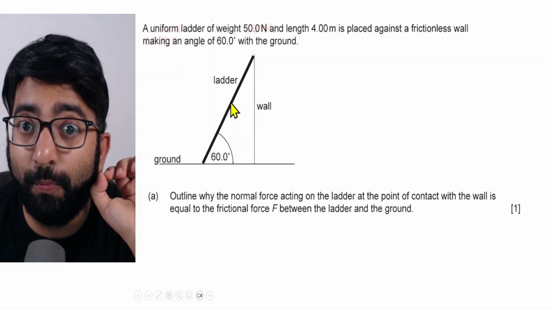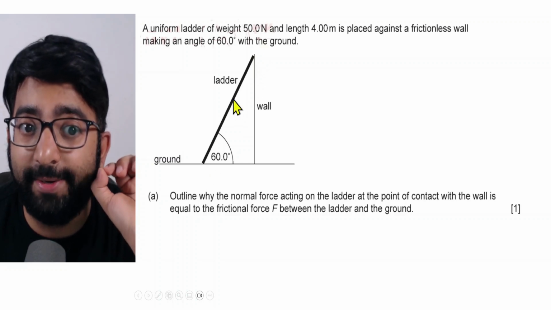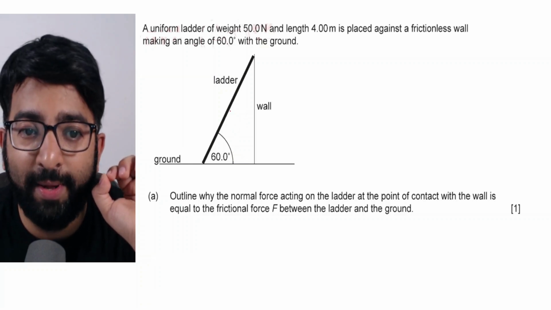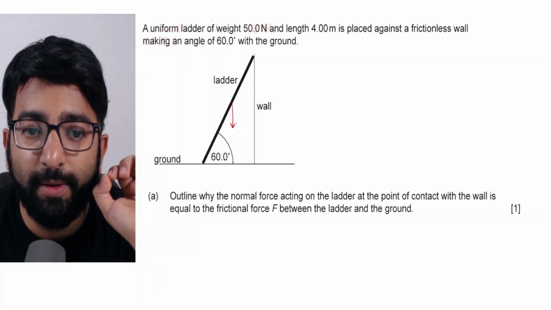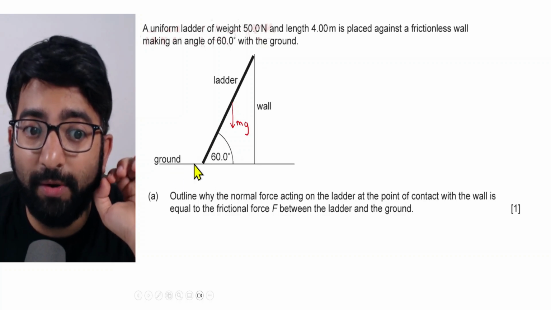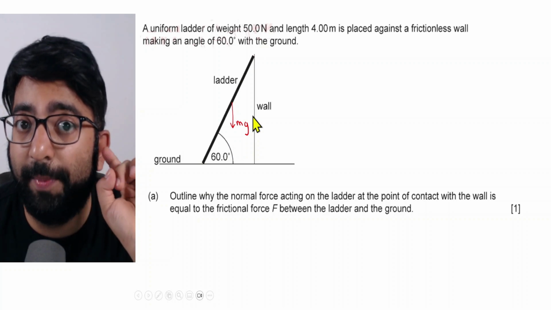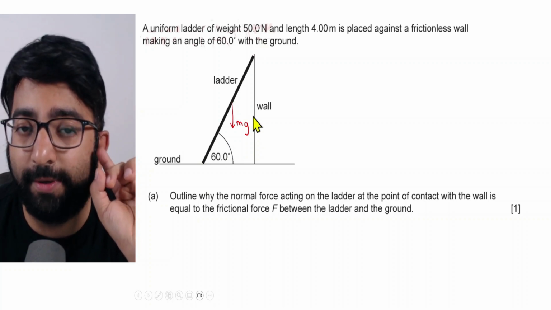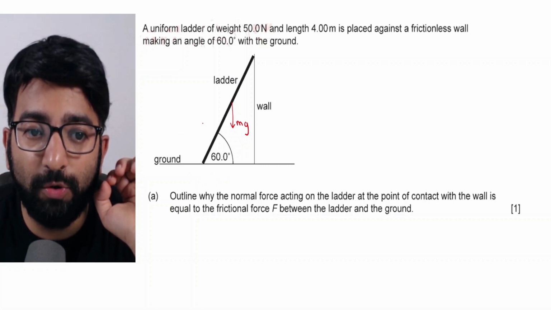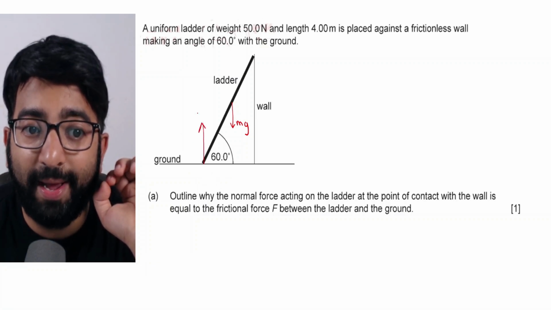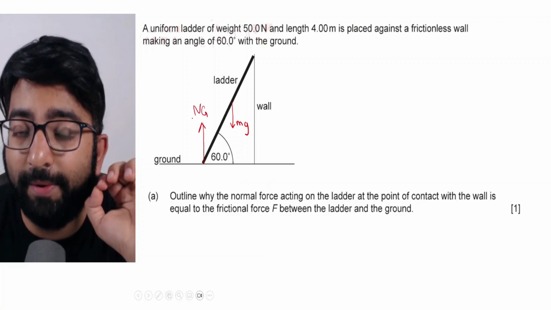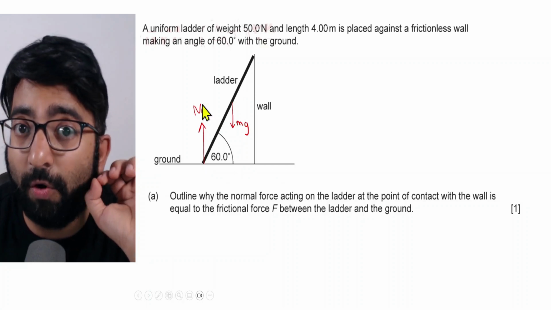So the first force should be the weight of the ladder, which is always acting downwards but passing through the center of mass of the ladder. So let's say mg is the weight of the object acting downwards. Now, the ladder is resting on the ground as well as the wall, which means it is going to have two normal reactions. The ladder is resting on the ground, which means the ladder is going to experience a normal reaction coming from the ground, and this will be the direction. Let's say this is Ng. Ng stands for the normal reaction acting on the ladder coming from the ground.